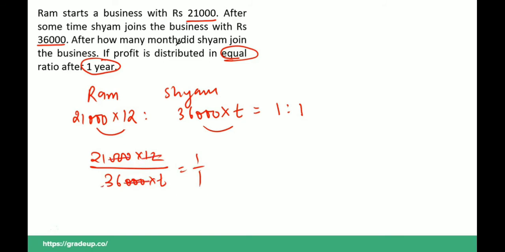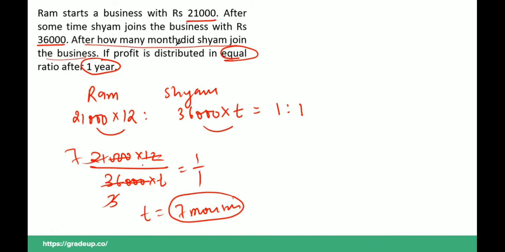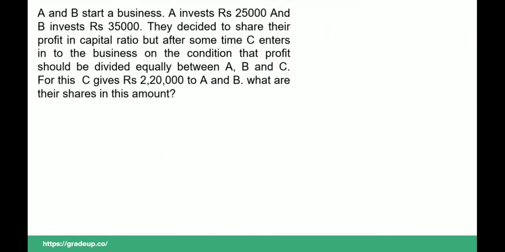Cancel out. T is equal to 7 months. That means Shyam invests his capital for 7 months in the business. But we are required to find after how many months did Shyam join the business. If his capital remains for 7 months in the business, then definitely Shyam joined the business after 5 months. I hope this is clear to all of you. Okay, now let's move to the next question.